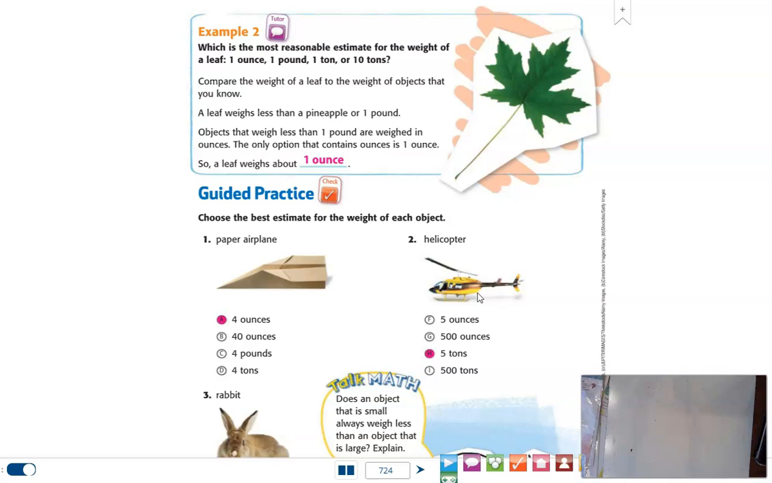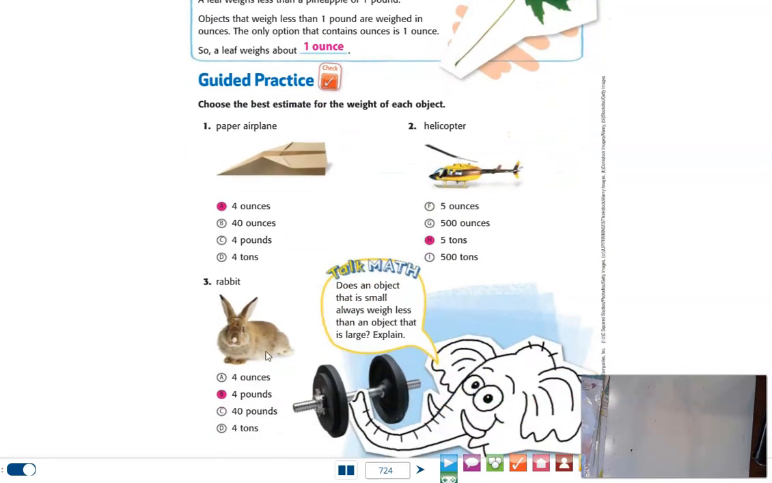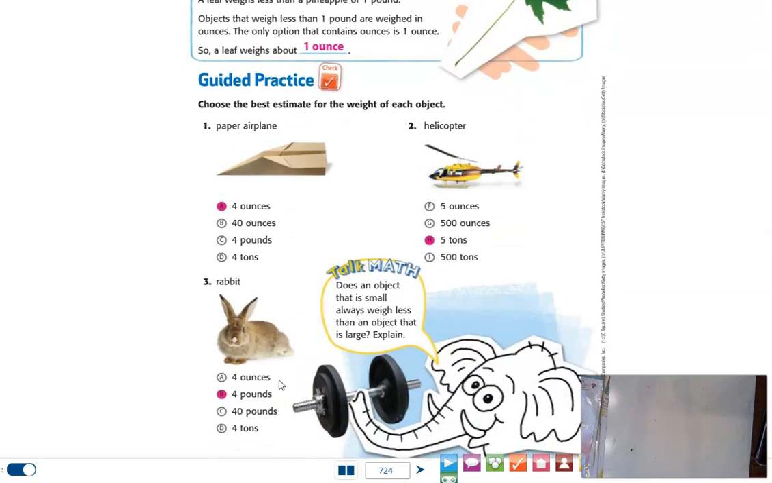They're talking about a real helicopter, and that's likely going to weigh 5 tons. That's a lot of weight to get in the air. Okay, so now we've got a bunny rabbit. A large rabbit is going to weigh about 4 pounds, about 4 shoes. So that's an idea to help you think about as you're getting the best estimate for each object.